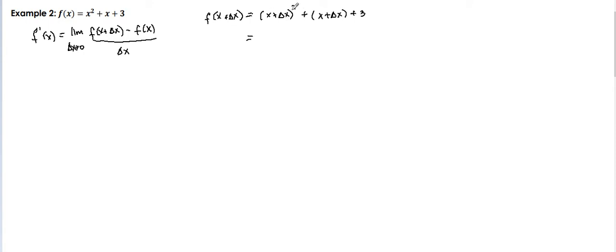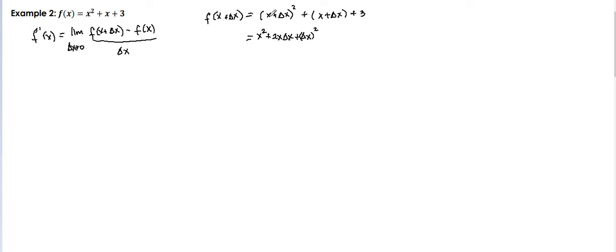So, again, to expand this one, we can square the first term. So, we have x squared. And then get the middle term by multiplying the first term and the second term, and multiply it by 2. So we have twice the product of the first term and the second term, we have 2x delta x. Okay? Then square the last term. We have delta x squared.